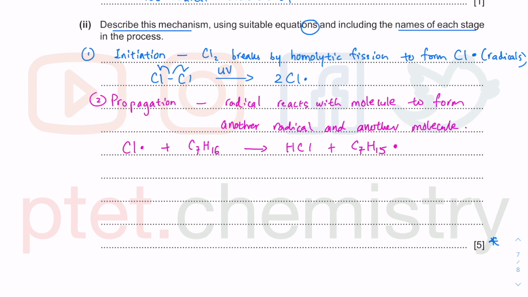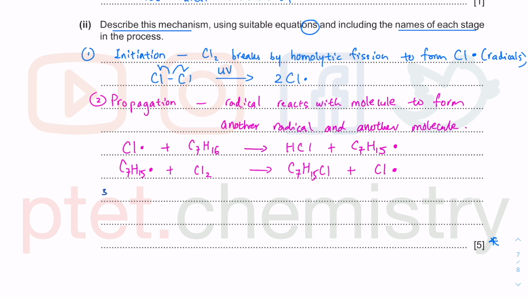So I still have to show C7H15 dot. I have my radical C7H15 dot. I react it with another molecule of Cl2. A molecule is not a radical. So then I would form my molecule, which is C7H15Cl. It's no longer a radical because I pick up the Cl radical, and then the Cl2 will form another radical. Radical plus molecule gives me a molecule and a radical. Essentially, radical on the left, radical on the right. You form a different molecule, you form a different radical.